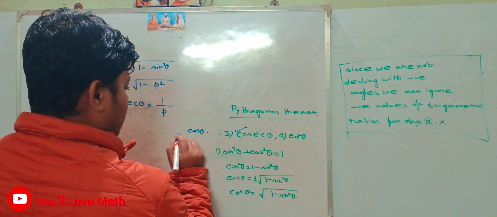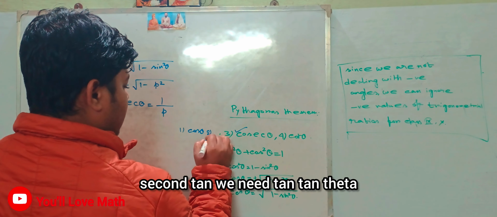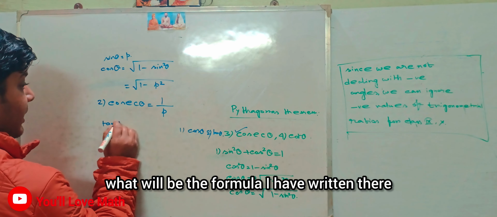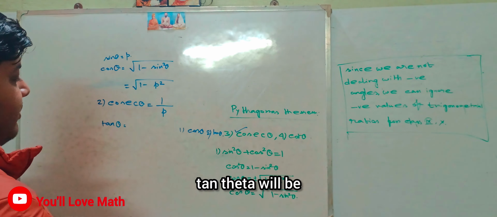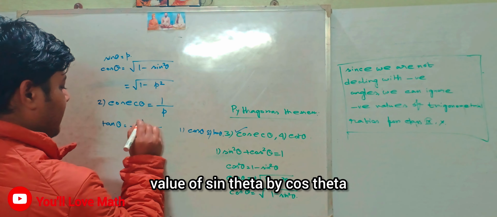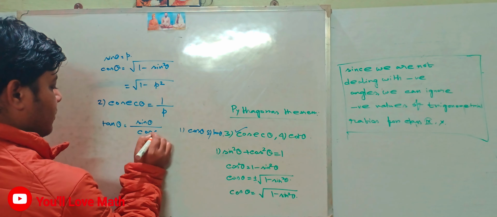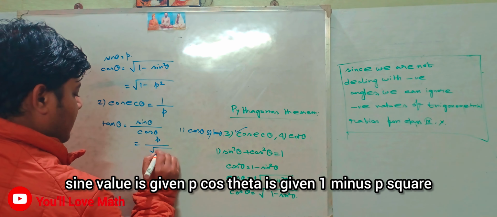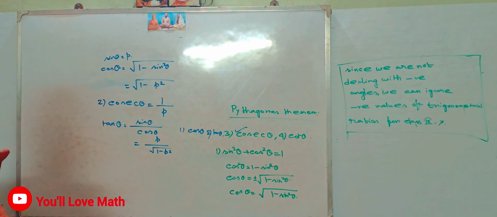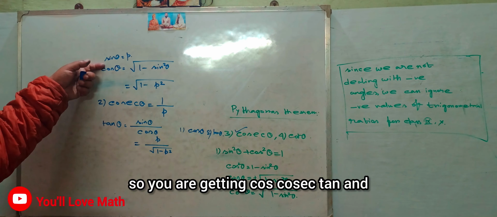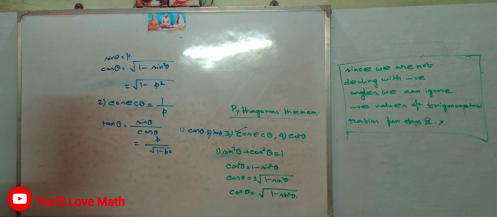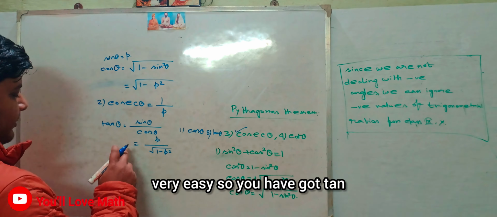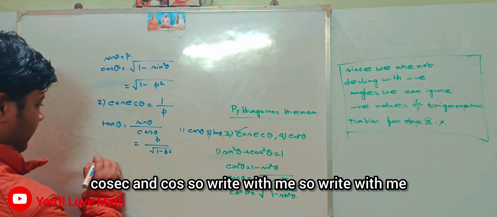Second, tan. We need tan theta. So what will be the formula I have written there? Tan theta will be the value of sine theta by cos theta. So the sine value is given as p, cos theta is square root of 1 minus p square. So you are getting cos, cosec, tan, very easy. So you have got tan, cosec, and cot. So write with me.